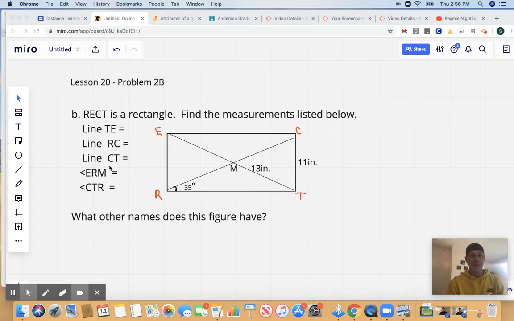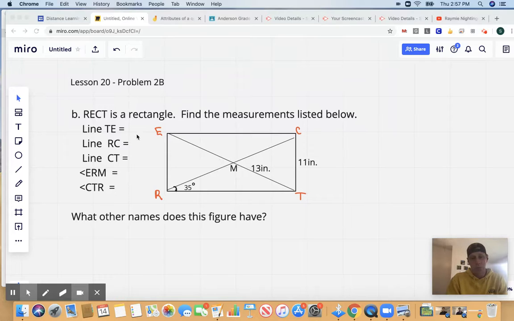So let's go through the lines first. Line TE. Well, first you need to find line TE. Can you find that right now? Yes, this is line TE from this vertex, this corner of the rectangle, to this corner. We don't know what the full length of the line is, but we do know what half of the length of the line is. From T to M is 13 inches. That's exactly one half of this shape, right? From this vertex to the halfway point here, M, is 13 inches.